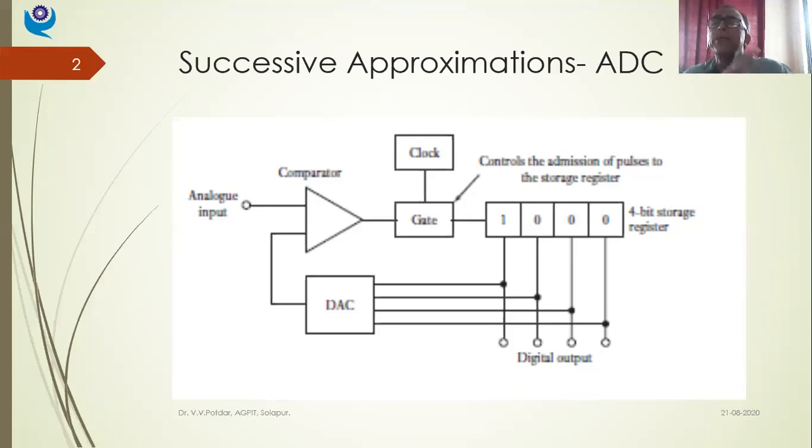What I'm telling you is that after some iterations, when the feedback value becomes equal to my analog signal, then the gate opens and then I have the digital representation. So I'm verbally telling you in a slow fashion. Practically, this counter works very fast and you get the digital representation of my analog signal. This is how this successive approximation type A to D converter works.